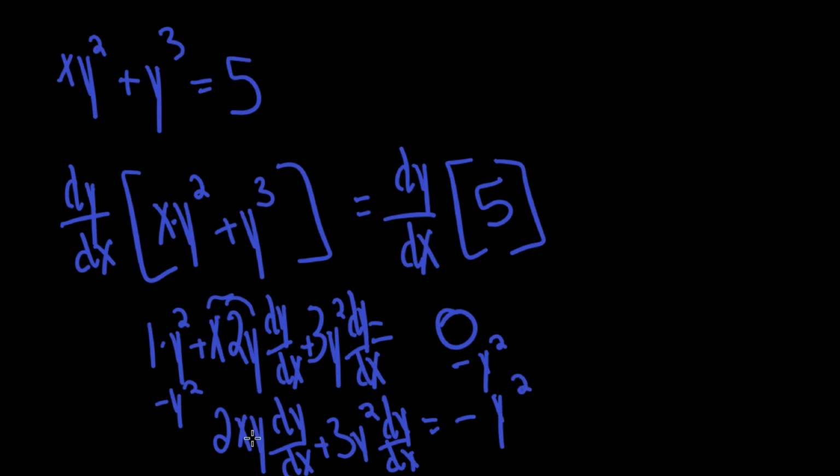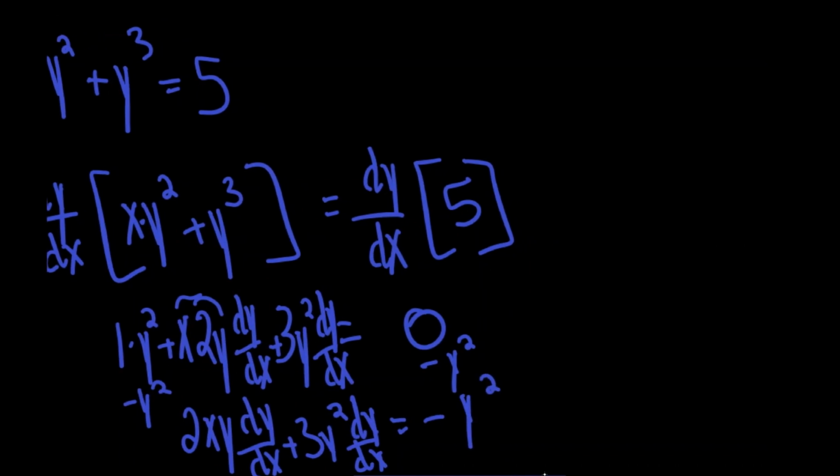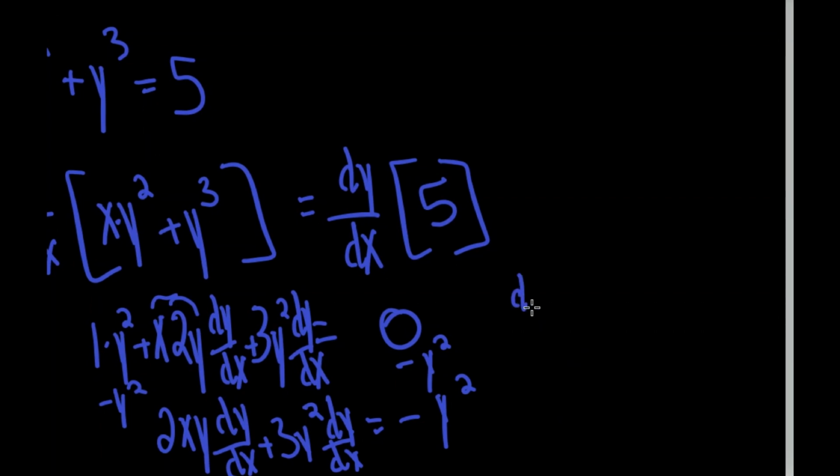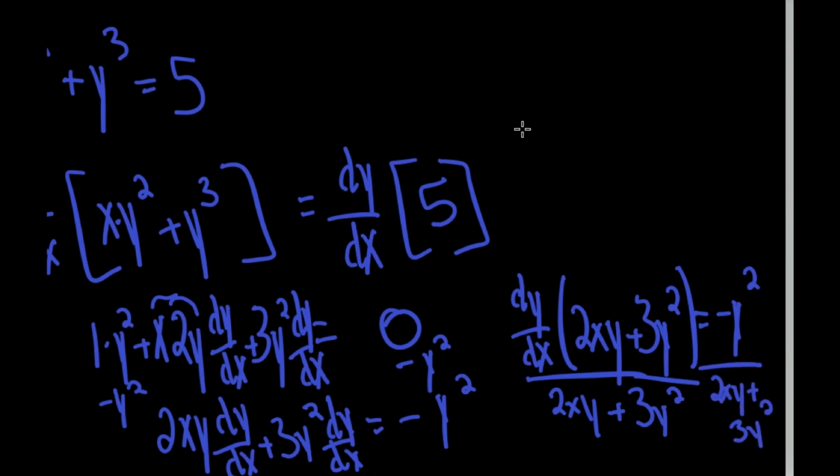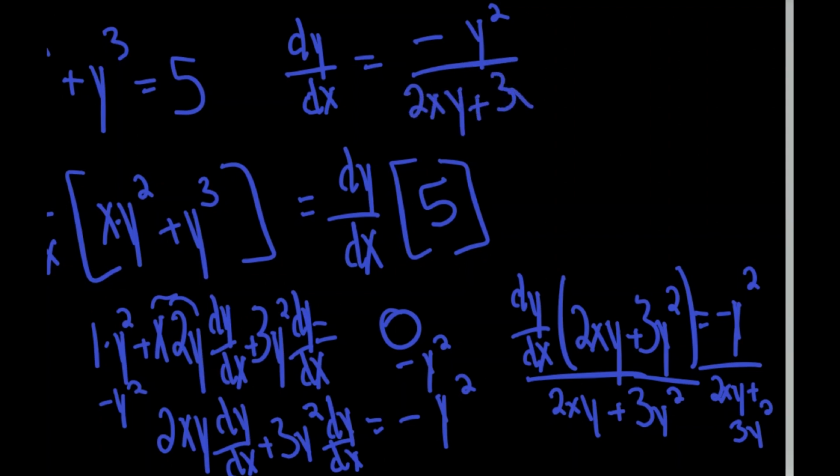We can see that both these terms have dy over dx, so we can factor out dy over dx. So we have dy over dx times 2xy plus 3y squared equal to negative y squared. We can divide the whole thing by whatever's on this side to separate dy over dx, and whatever we do to one side, we do to the other side. Okay, so we know our derivative: dy over dx is equal to negative y squared over 2xy plus 3y squared.